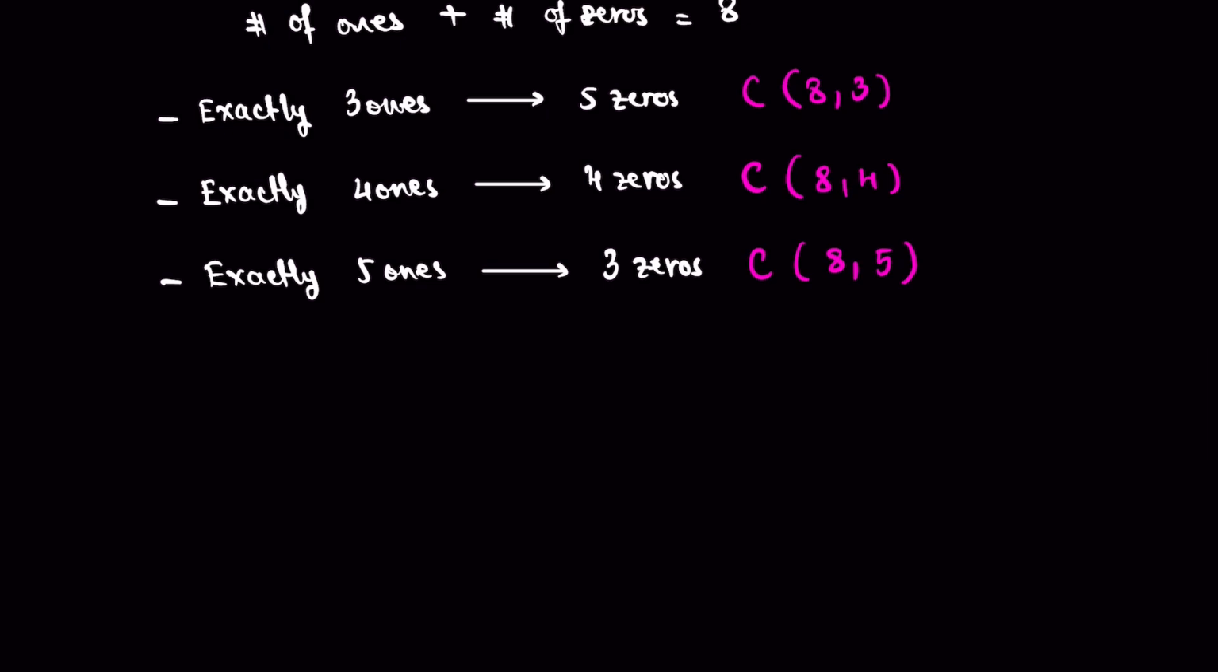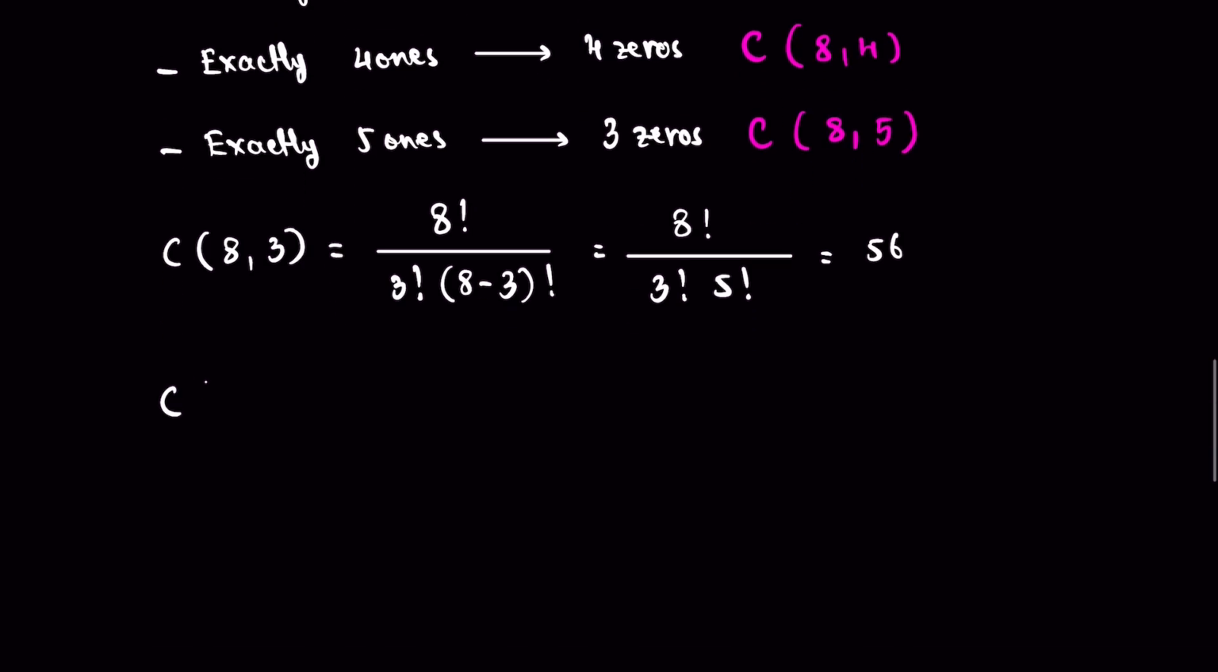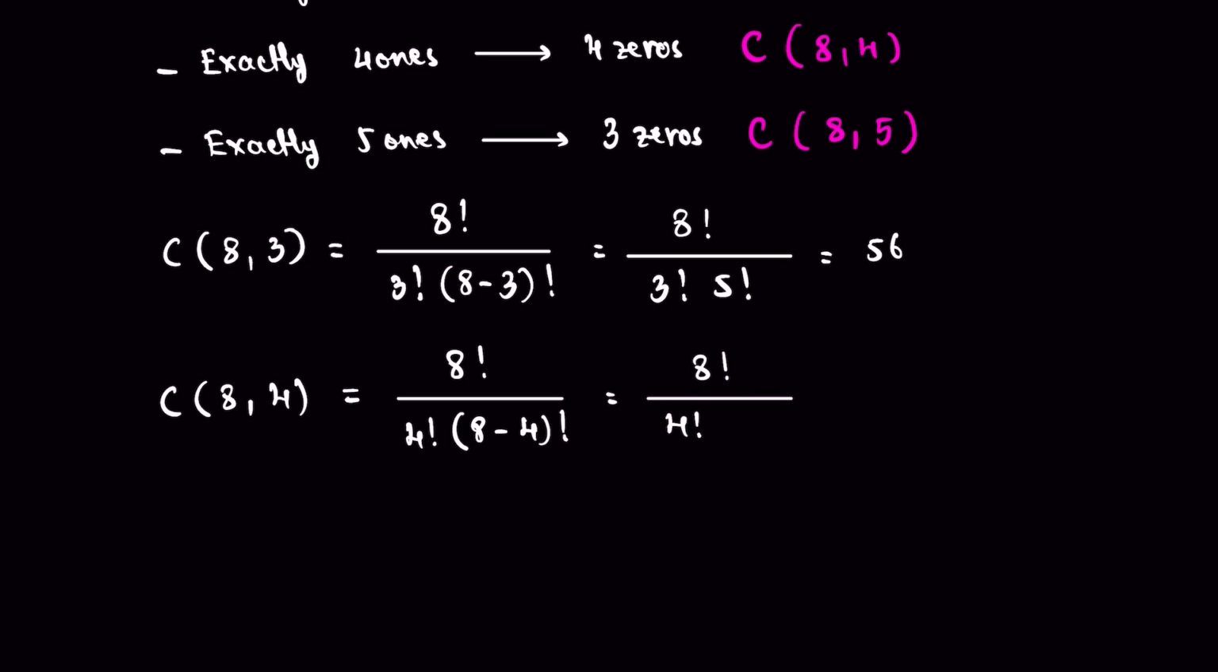So we're going to do the calculations for the three cases. For the case of C(8, 3), you have 8 factorial divided by 3 factorial times (8 minus 3) factorial, which is equal to 8 factorial divided by 3 factorial times 5 factorial. This is going to give you 56. For the second scenario, C(8, 4) is equal to 8 factorial divided by 4 factorial times (8 minus 4) factorial, which is equal to 8 factorial divided by 4 factorial times 4 factorial, and this is going to give you 70.